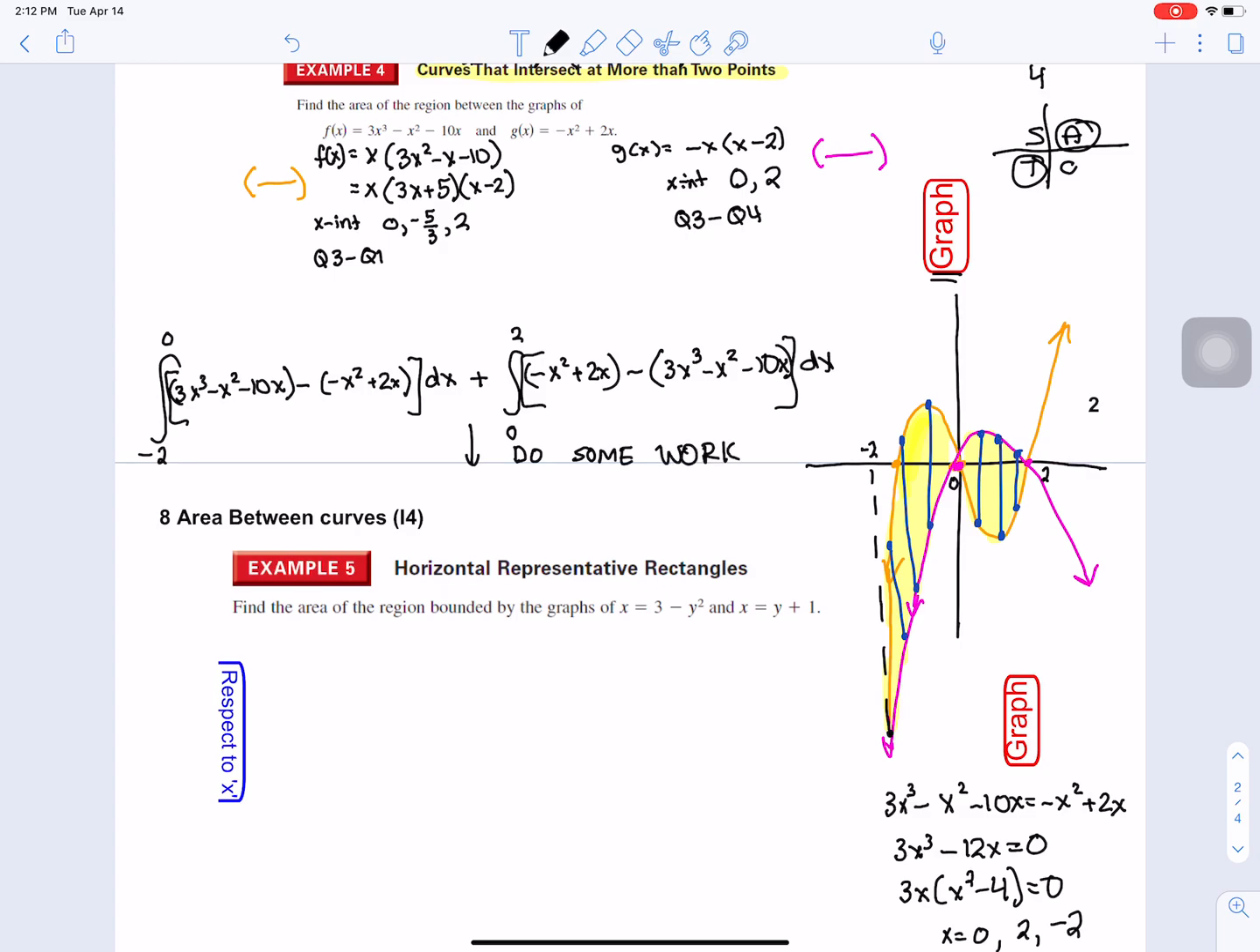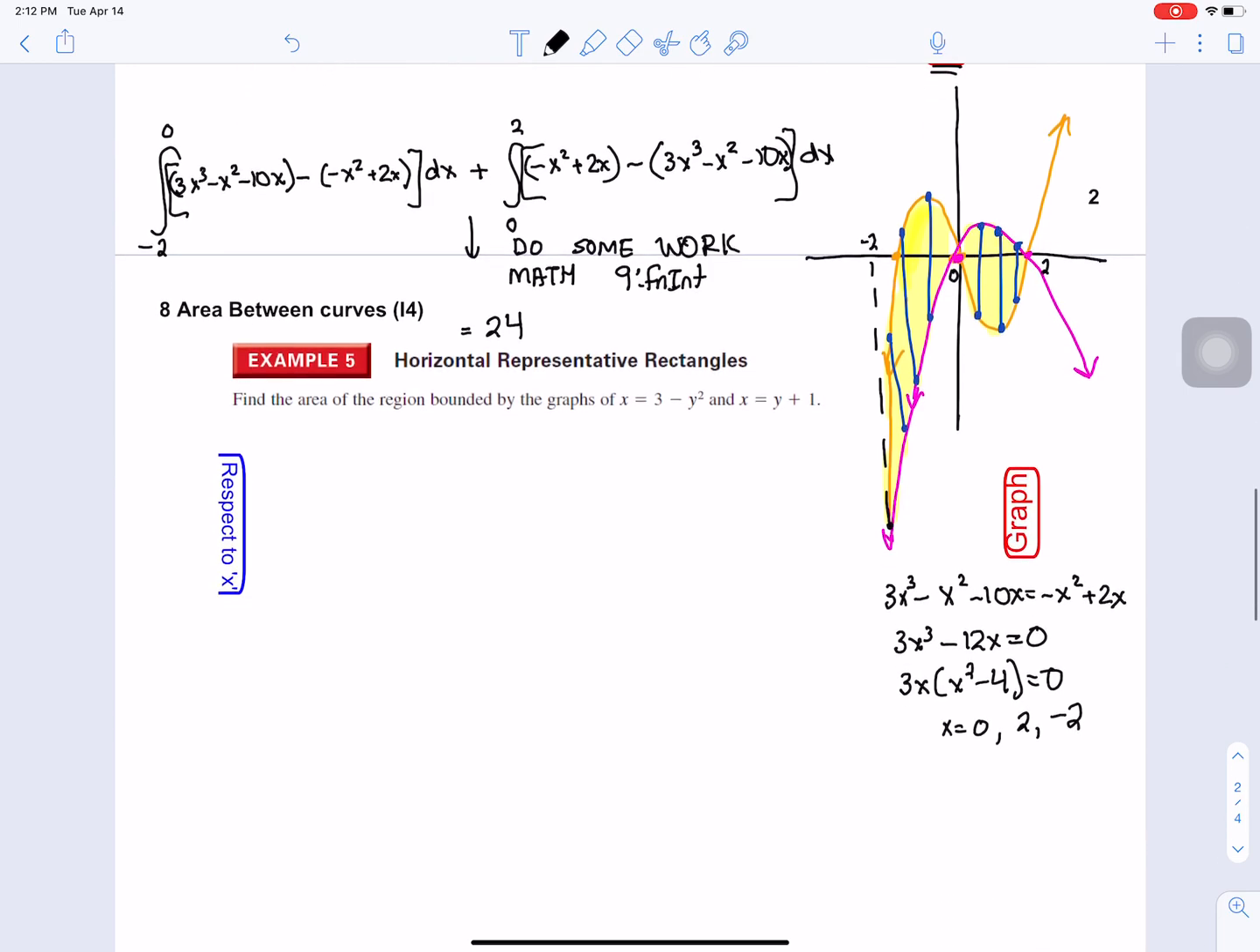Okay, you can also check using math number 9 function int. Just double check. You should get a final answer of 24 if my answer key was correct here. So you just work that out. If there's more intersection points, there may be more sections you have to break up your graph into.